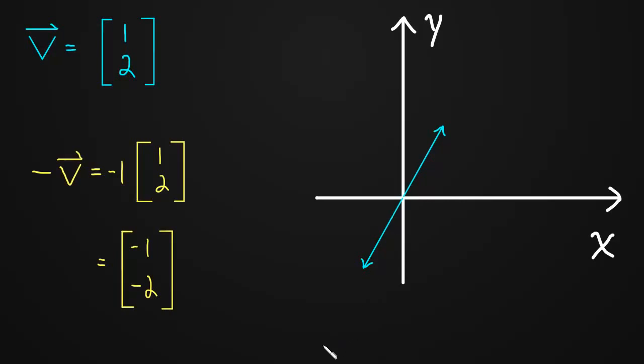And why is that so important? Well, now we can talk about vector subtraction. We have a -v here, and we know this works because we can multiply by that scalar of -1. And now we have a way to talk about vector subtraction. So let's go ahead and do that.